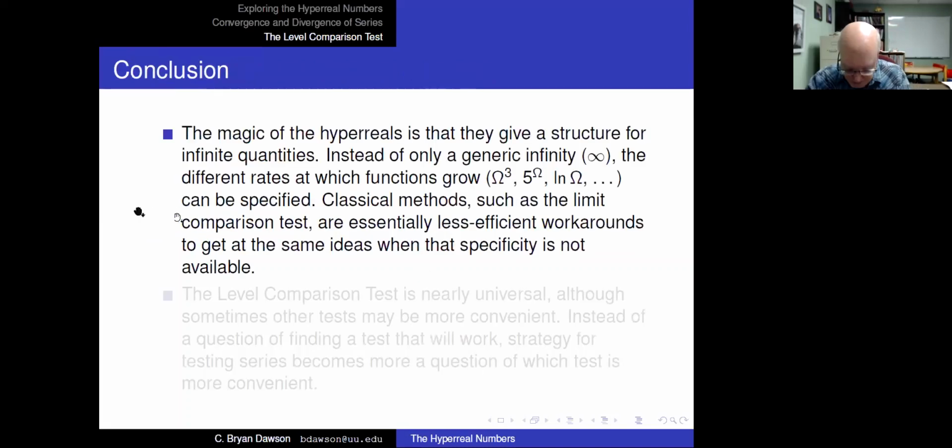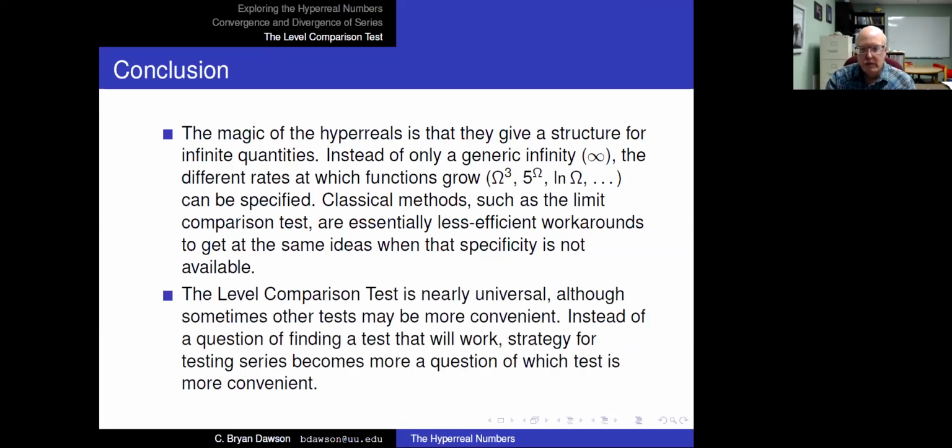All right, well, let me go ahead and conclude here. So the magic of the hyperreals is that they give a structure for infinite quantities. So instead of only having a generic infinity, the different rates at which functions grow, your capital omega cubed or 5 to the capital omega or natural log of capital omega, can be specified. The classical methods like the limit comparison test are, in my opinion, essentially less efficient workarounds to get at the same ideas when that specificity isn't available.